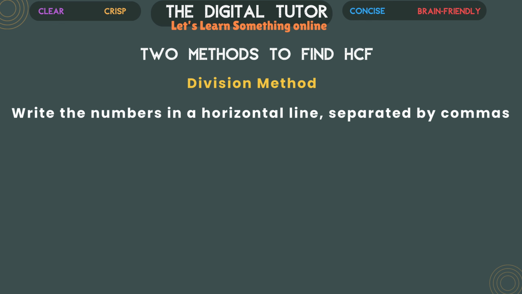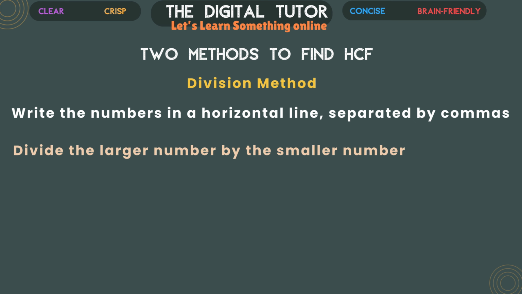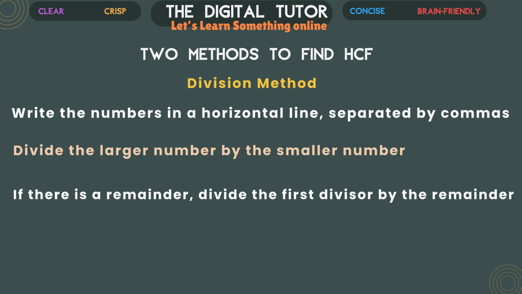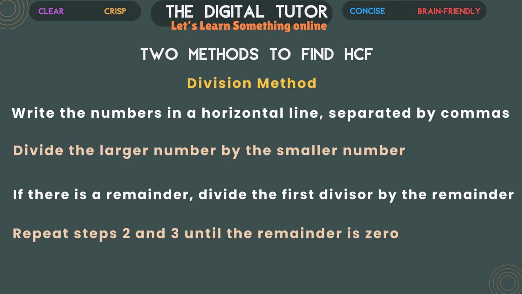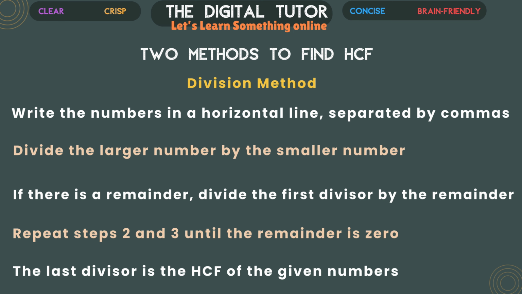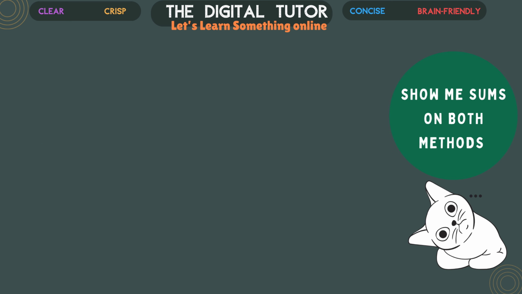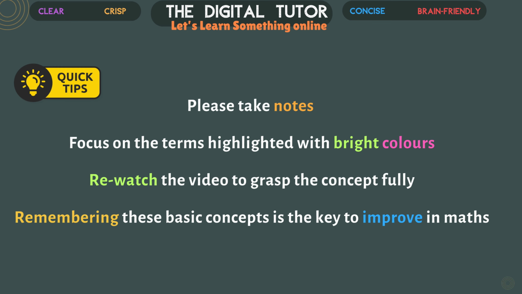The second method is the division method. Here we write the numbers in a horizontal line separated by commas. Divide the larger number by the smaller number. If there is a remainder, divide the first divisor by the remainder. Repeat the steps above until the remainder is 0. The last divisor is the HCF of the given numbers. So now we'll show some sums on both the methods.